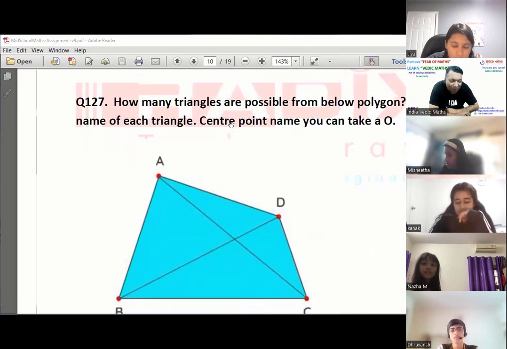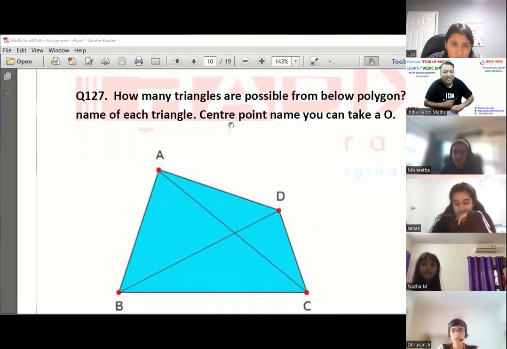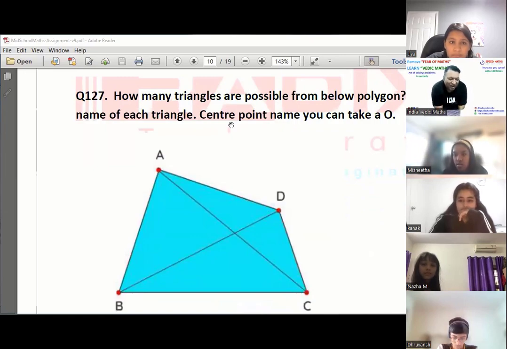127. This one I want to know how many triangles are possible. Who got it right? How many triangles, Kanak? Jia? Dhruvansh, Naja? How many triangles are there?